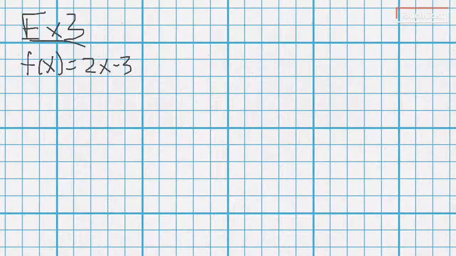Alright, let's look at example 3. In example 3, what we're going to do is look at the graph of f of x equals 2x minus 3 and g of x, which is 1/2 of x plus 3, and determine if they're inverses. So I'm going to take a minute and pull those graphs up.